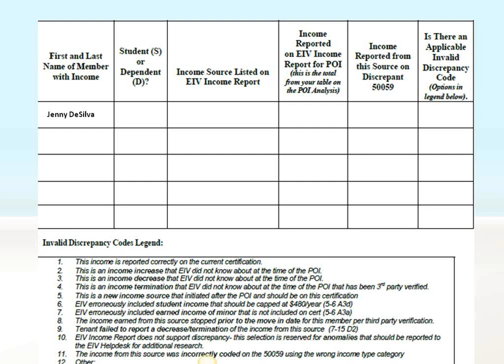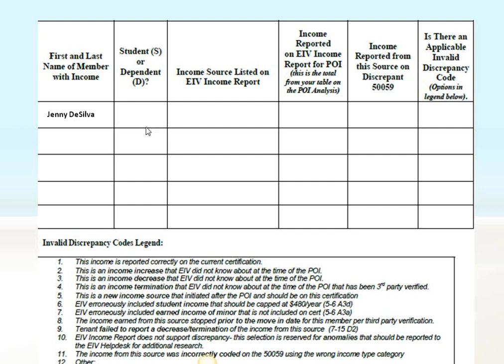Why do we have a column for whether somebody is a student or a dependent? Why would it be critical to know if somebody was a student or a dependent in the household? Why would that be important? Is it because maybe there's certain rules on how you treat income for students and dependents? Do you think EIV understands all of those unique rules? No. EIV has no concept of student or dependent income caps that they apply.